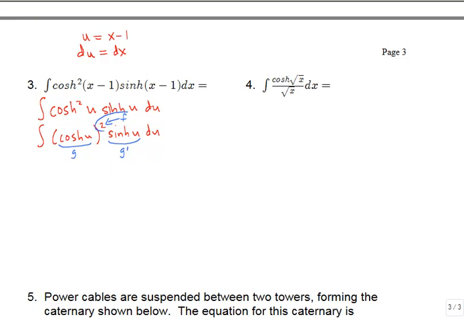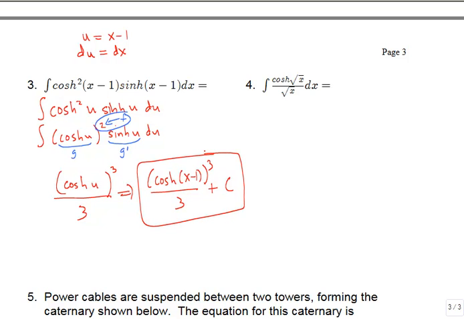So all I have to do is integrate that outer power. The integral of a square becomes a cube over 3. What's inside stays the same. And then if I just turn this back in terms of x, I'm going to replace that u with my x minus 1. So my final answer will be cosh of (x minus 1) cubed over 3 plus c.